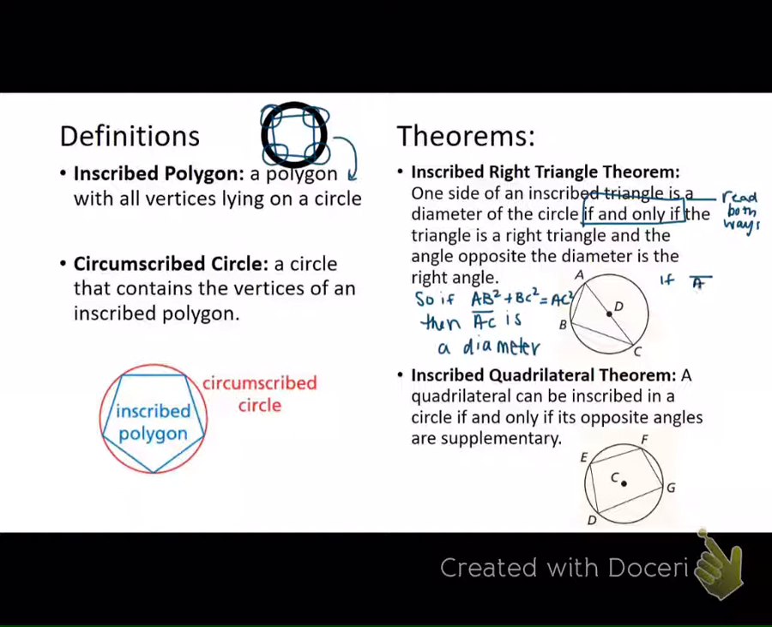If AC is the diameter, you know angle B equals 90 degrees. So if it is the diameter, you know that has to be a right triangle already. So you know that angle B is 90 degrees.